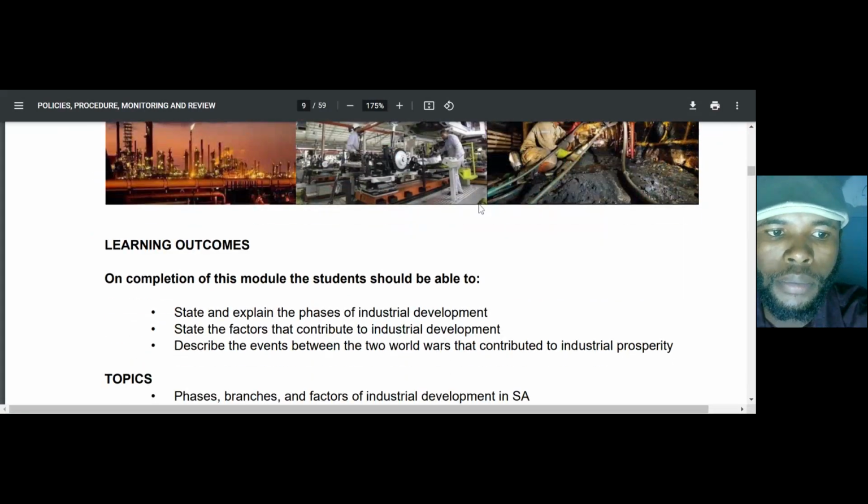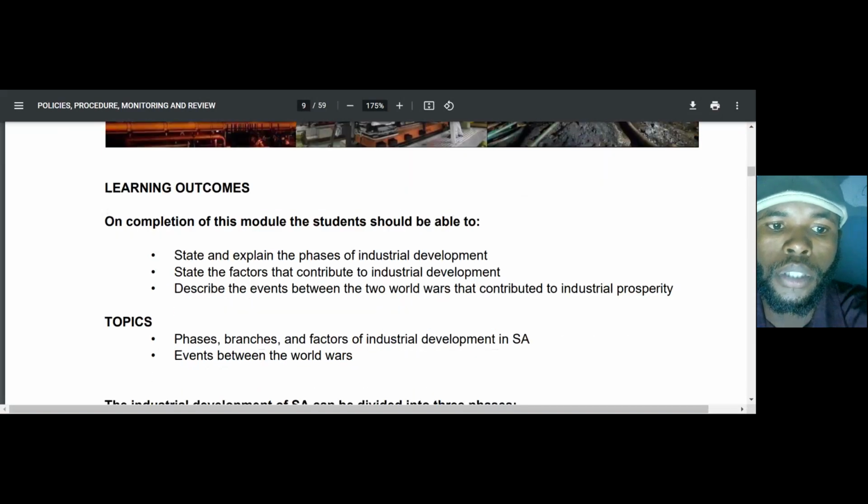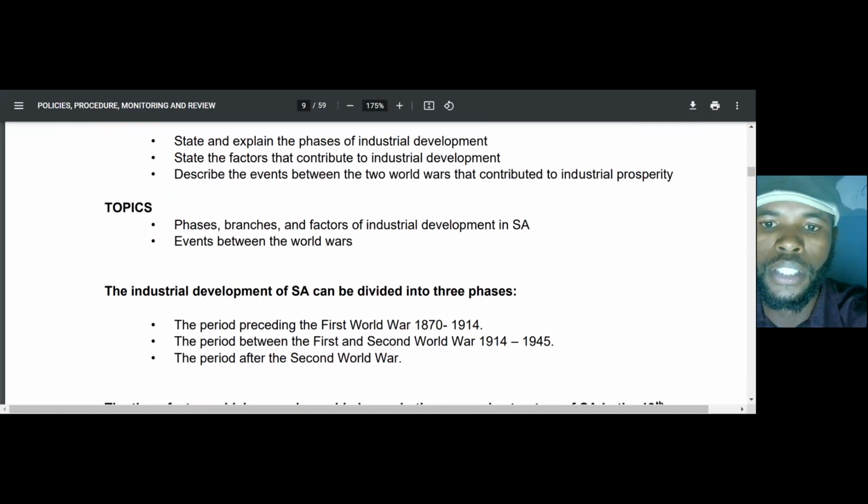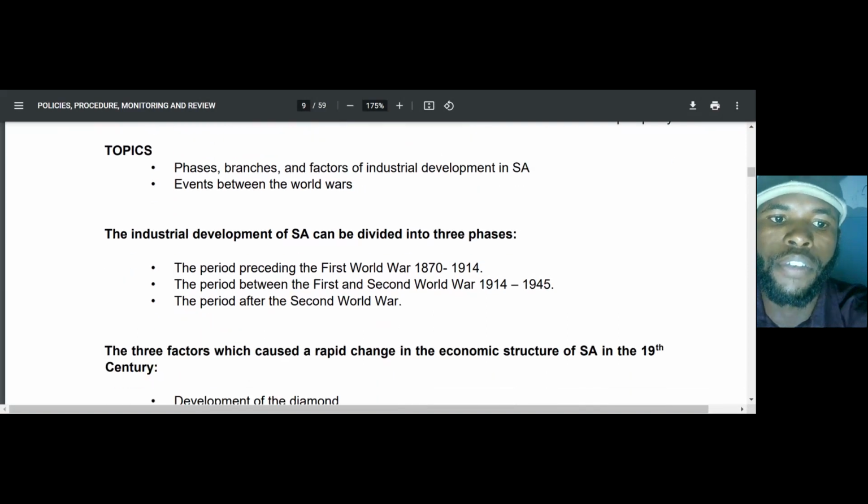So now the learning outcomes. After completing this module, you should be able to state and explain the phases of industrial development, state the factors that contribute to industrial development, and describe the events between the two world wars that contributed to industrial prosperity. The topics are the phases, branches, and factors of industrial development in South Africa, and events between the world wars.